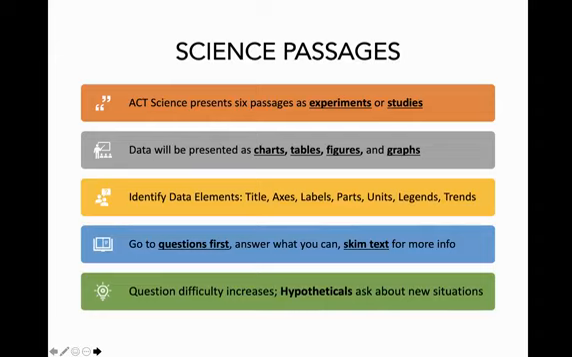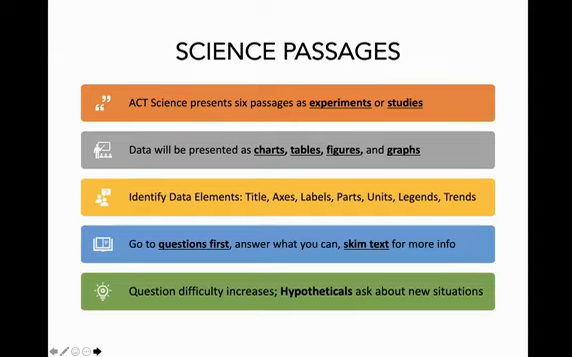In a very similar way, the science is presenting you with studies or experiments, and almost all the information you need is in front of you. It's a matter of reading and finding information efficiently and quickly. Now, the passages on the science are called passages, but they're really, in essence, just experiments or studies.